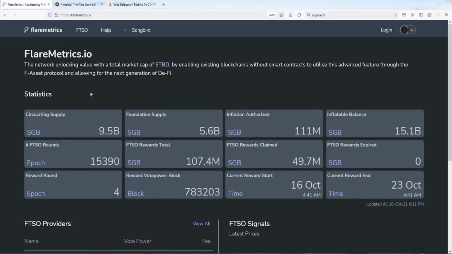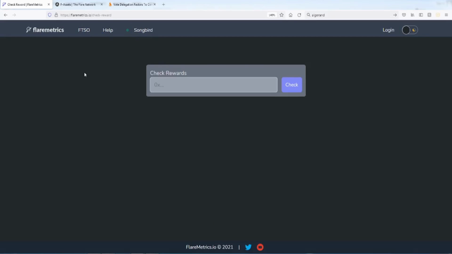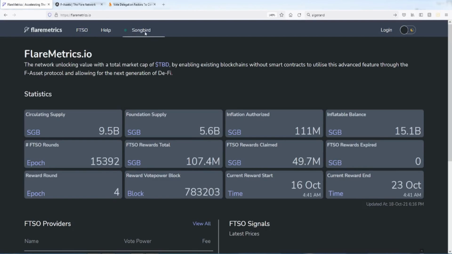Here's the best website to keep up with all Songbird and, later, Flare rewards and providers. If we click here, we see data providers, and we can also check rewards. If you click check rewards and put your Songbird address here, you can check. Here is Songbird, and soon it's going to be Flare also, when Flare launches.